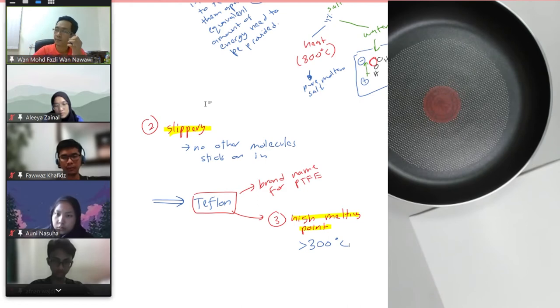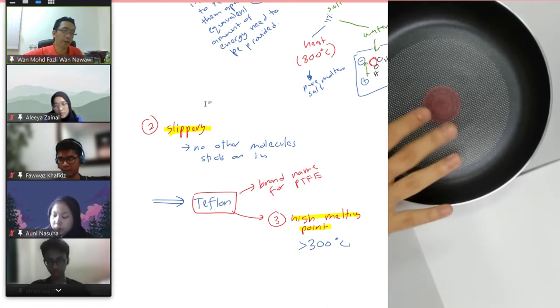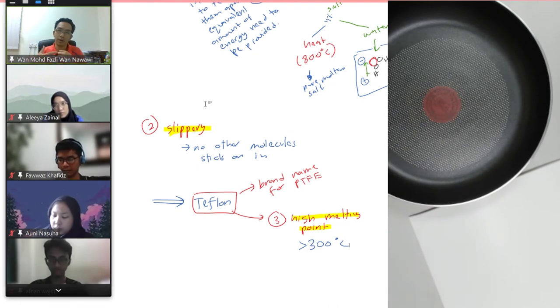In the case of Teflon, they have what we call polymer fume fever. You will feel very dizzy. There are some cases where the person exposed to the fume of the Teflon will get the fever, but over time it will be okay again. But that only happens when you try to cook beyond the melting point of Teflon. That's the only danger with the Teflon.